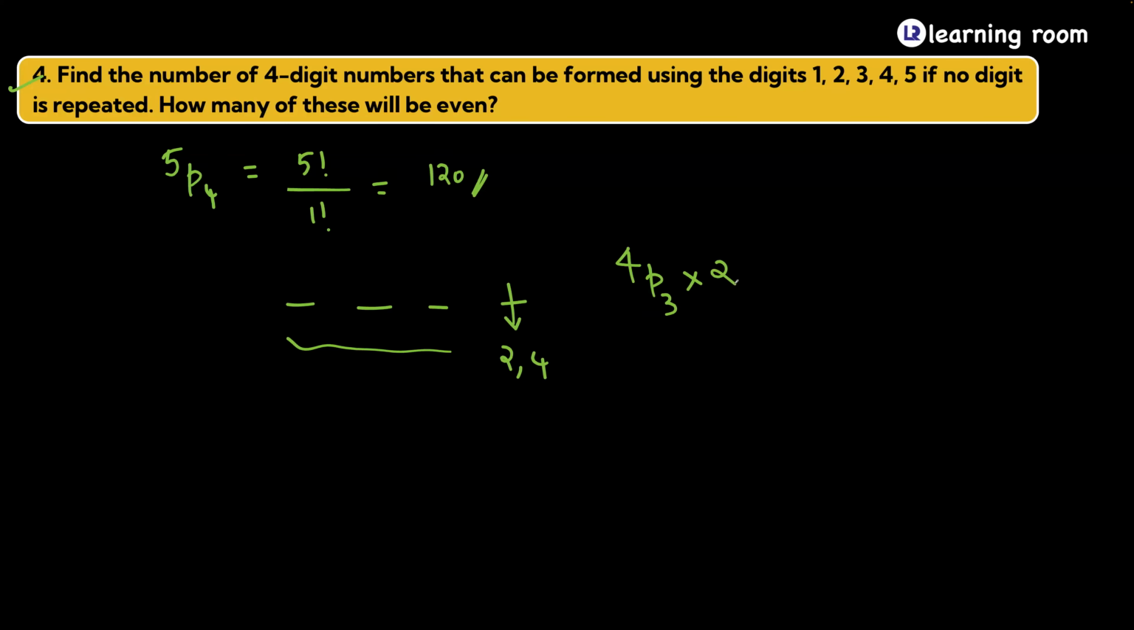So what is going to be the answer? So 4P3 is 4 factorial by 1 factorial into 2. 4 factorial is going to be 24. So 24 into 2 is going to give us 48. Is the point clear? Yes.